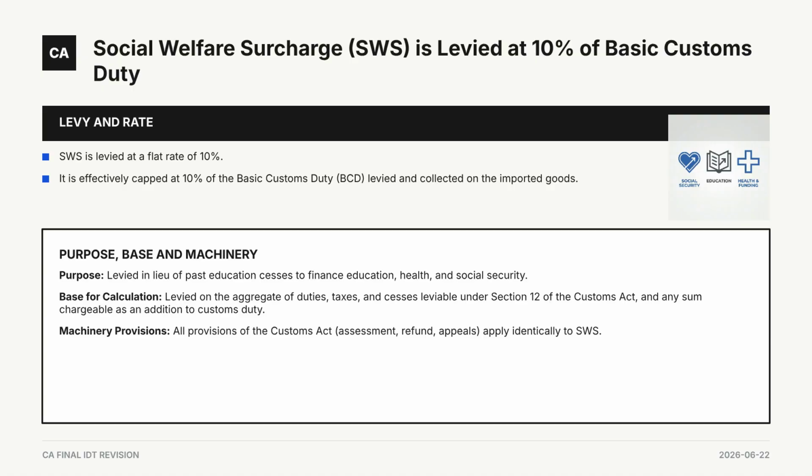Social welfare surcharge, commonly called SWS, is an additional levy imposed on imported goods. It is charged at the rate of 10% and was introduced in place of earlier education-related cesses. The funds collected are intended to support education, healthcare, and social security initiatives. For examination purposes, remember the most important point. SWS is effectively calculated at 10% of the basic customs duty collected on imported goods. This simple shortcut helps solve most practical questions quickly.